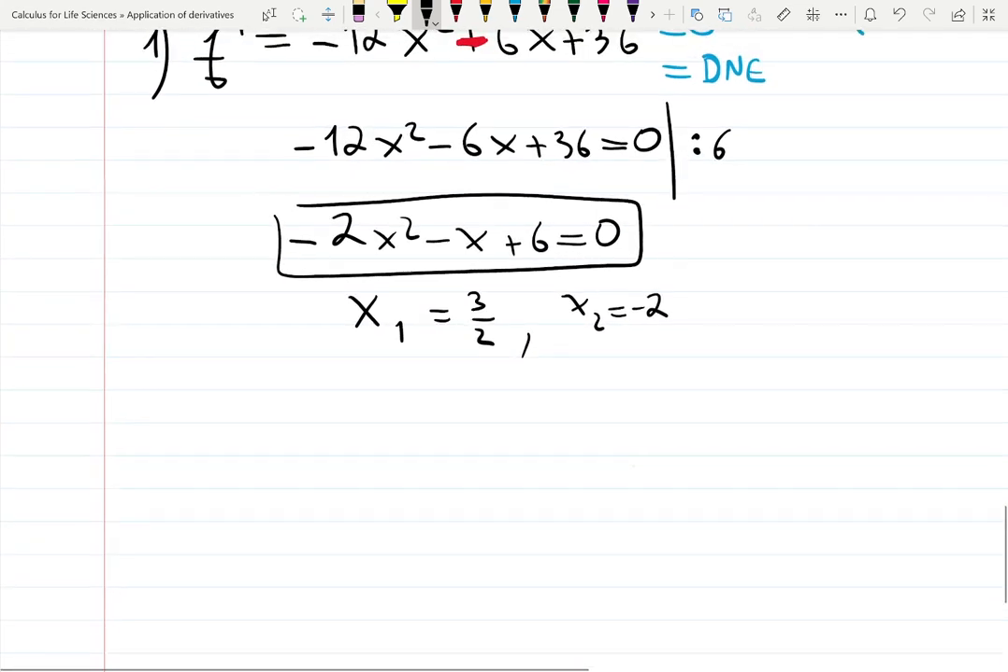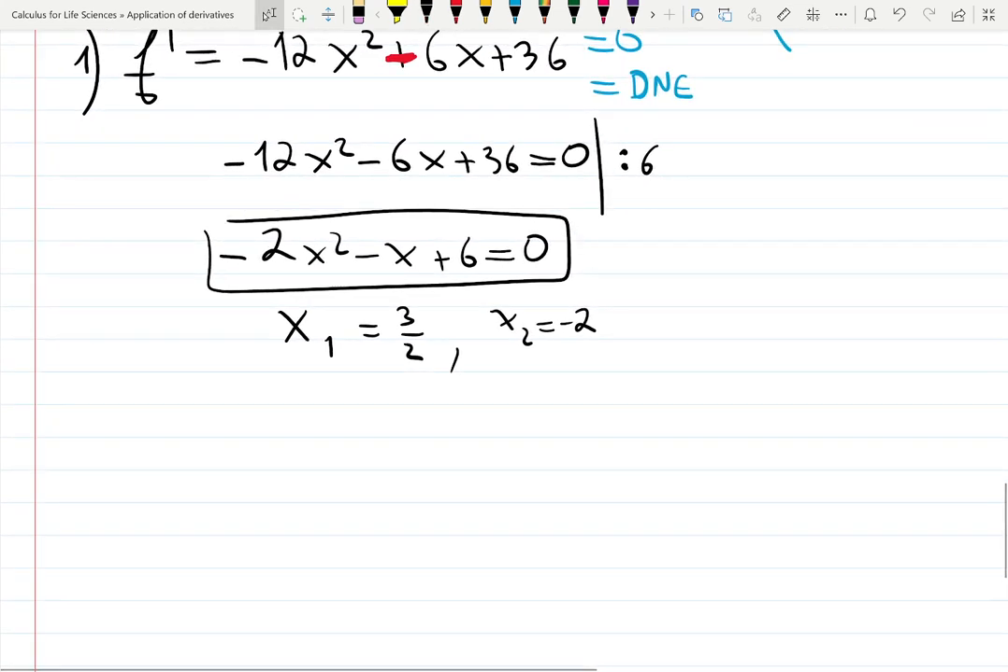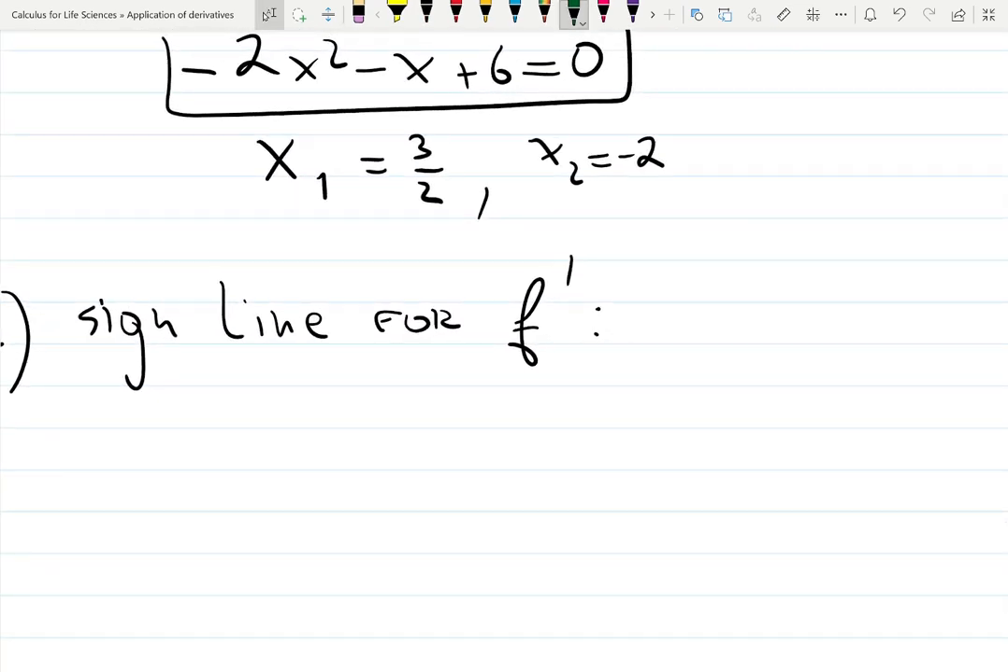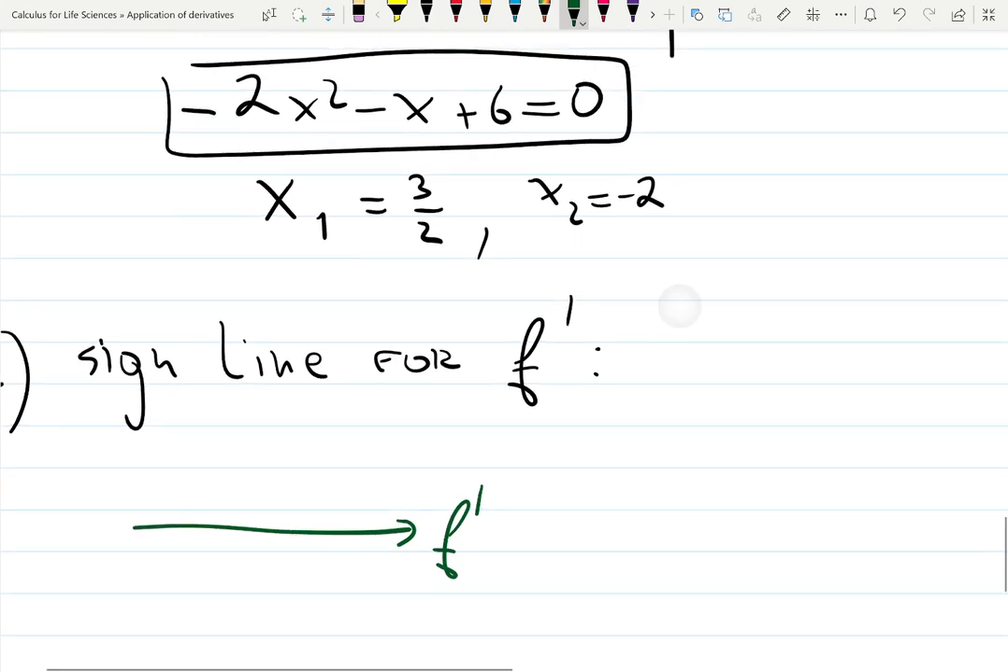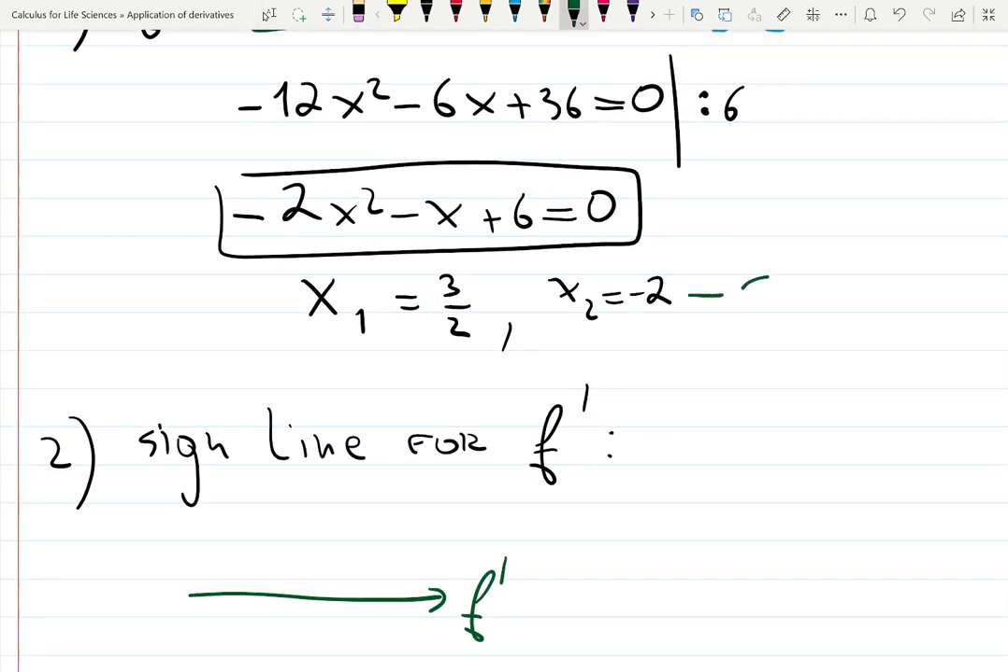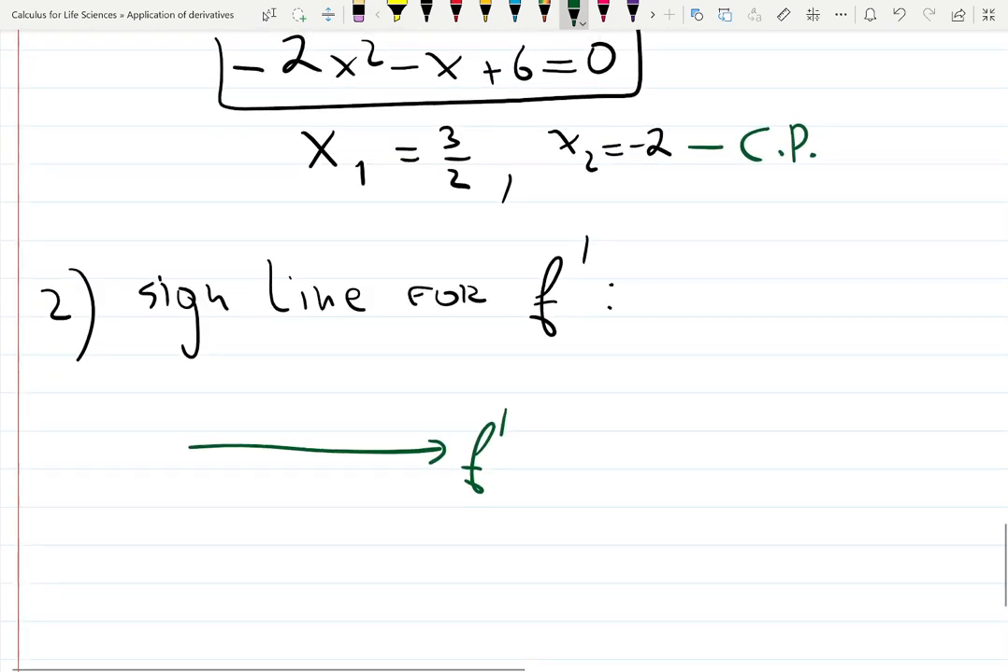What do you do now? First derivative sign line test. So, step 2. Sign line for the first derivative. Looks like that. Sign line, the first derivative is here, signed. I put the first derivative in the box right away because that will help me in the future. Here it is. I put my critical points, which should be in the domain, they are, on the sign line in order, minus 2 and 3/2.